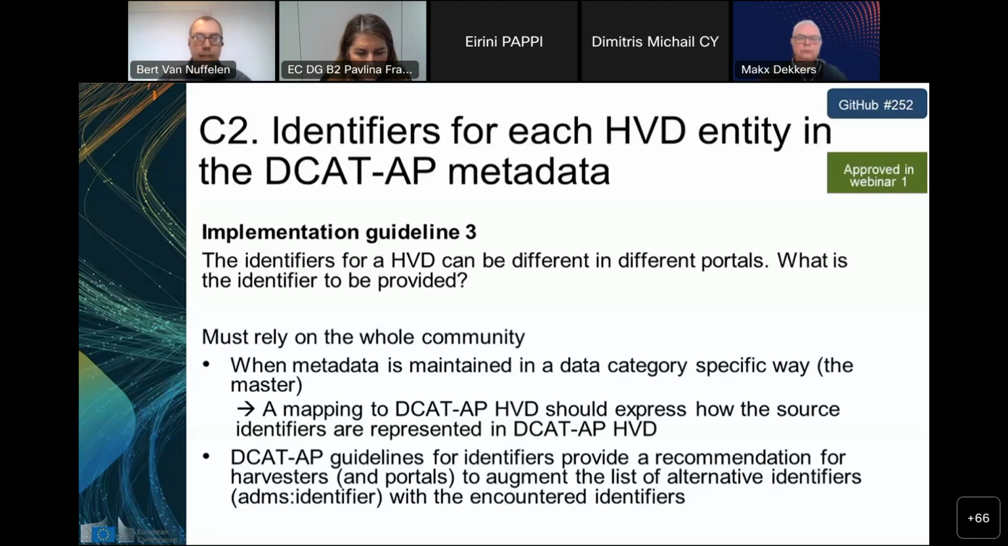So here the domains, or the data category communities, have to work together to make this transformation happen. In addition, I want to highlight that there is previous work on identifier passing, and we have created a recommendation for that last year. If harvesters or portals would read that and apply that, that would probably facilitate the goal of reaching a good identifier for each of the metadata. But this guideline was approved in the previous webinar. So, yeah. Okay, let's then move on to the next one.